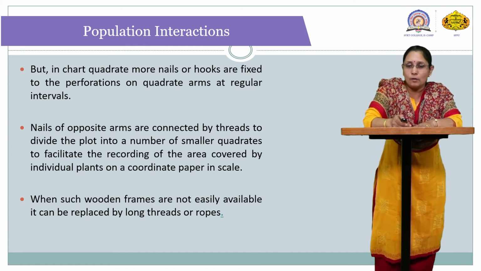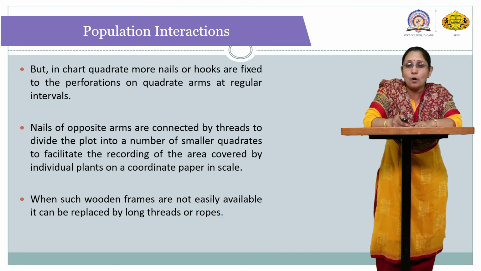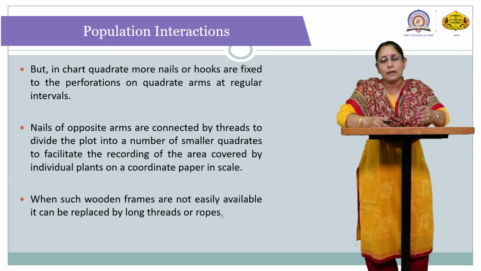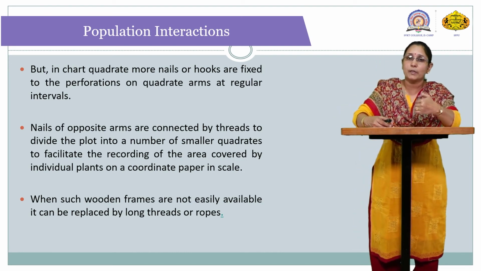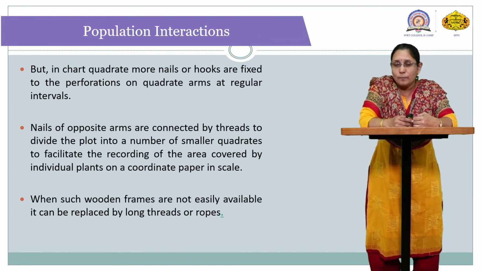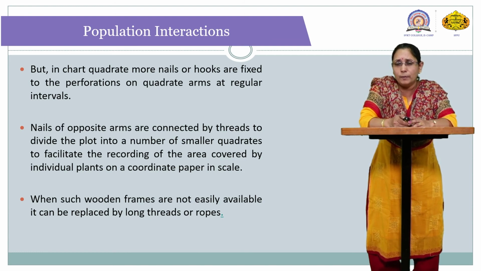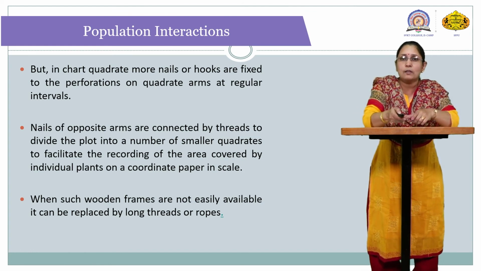When such wooden frames are not easily available, they can be replaced by long threads or ropes. As I told you, for the quadrate method, same-size wooden frames can be fixed accordingly, and then the type of vegetation or the species can be analyzed and the number calculated. But suppose these wooden frames are not available, then the substitute for the wooden frame will be long threads or ropes. You can utilize these long threads or ropes to make the quadrates.